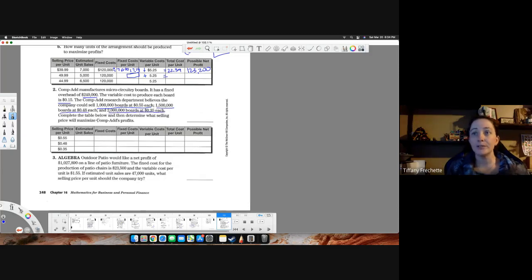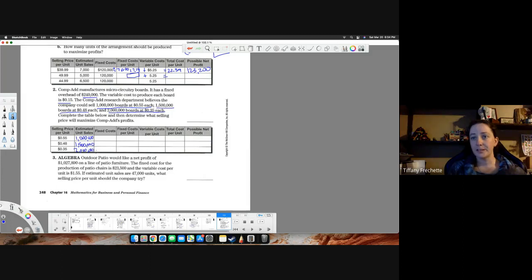So they give a couple of options. Just like up here, we have 3 different price options and 3 different unit sales options, and we have to decide which one's better. So complete the table below and determine what selling price will maximize Comp Ad's profits. So estimated sales at 55 cents, that was 1 million, right? That's how many they wanted to sell at 55 cents. So we're just filling the table in at this point. We're not really doing any computations, just filling it in. At 48 cents, that was this next one, so that was 1,500,000. And then at 35 cents, that was 2 million boards.